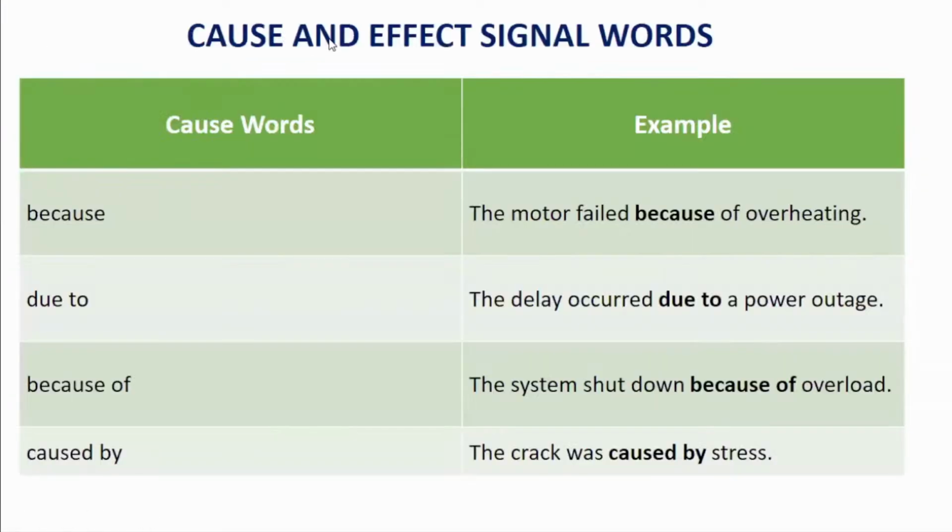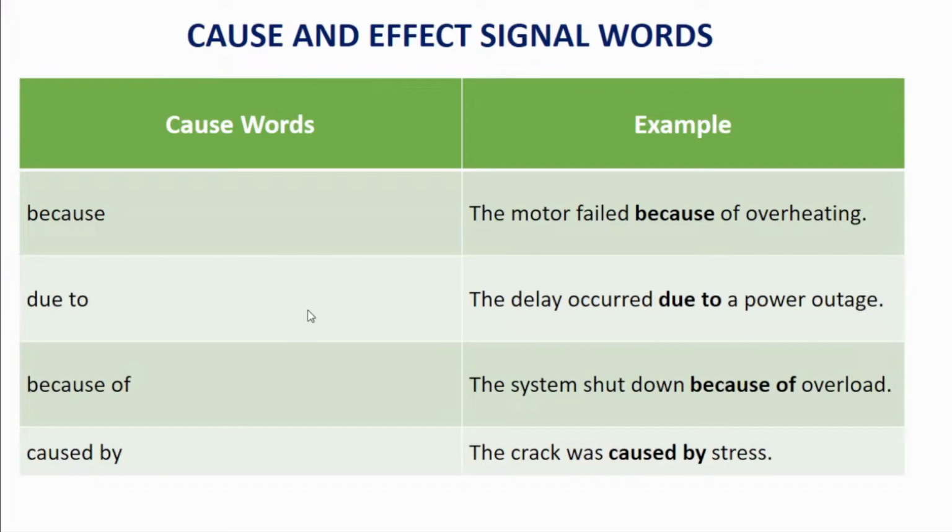So you can see there are several signal words, right, which suggest cause and effect. So for you to identify the cause and effect, when you see these words, you can quickly identify the cause, right? Because, right? It itself has the word cause. So: because the motor failed because of overheating, the delay occurred due to a power outage, the system shut down because of overload, the crack was caused by stress, right?